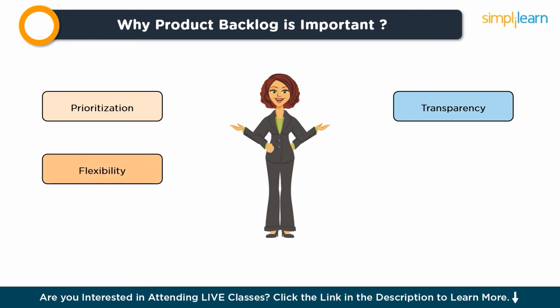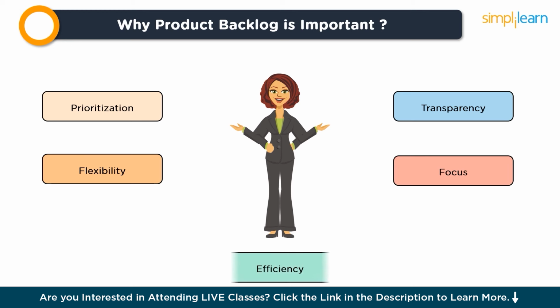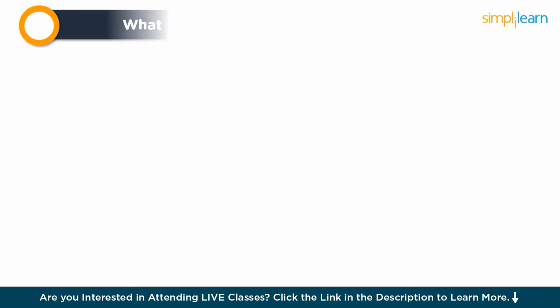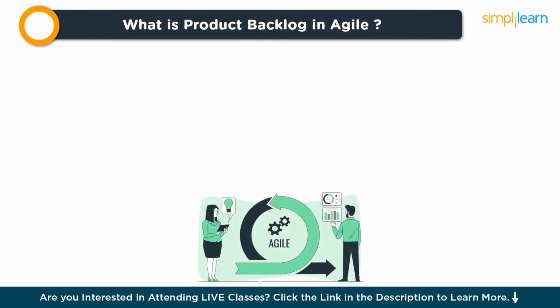It allows for the easy integration of changes and new ideas into the product development process. Focus. With a well-defined list of tasks, the team can concentrate on completing the most valuable ones first. Efficiency. It enables the team to select work from the backlog as they have capacity, optimizing workflow and productivity instead of being overloaded with tasks. Let's understand what is a product backlog in Agile.